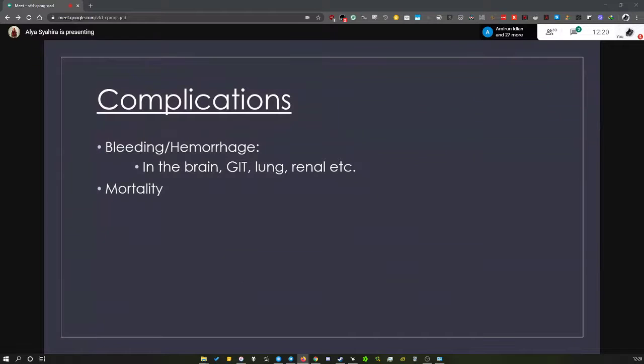Next, complications in general. In neonatal thrombocytopenia, it can cause bleeding or hemorrhage. It can occur anywhere in the body, in the brain, GIT, lung, or renal, and if not treated properly and immediately, it can cause mortality to the newborn. That's all.